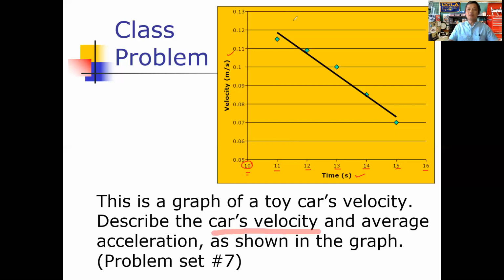So if you notice here, could you find the car's motion at 10 seconds? Well, you can't, based on the data, based on this line here. But remember what I told you, that you can extrapolate backward. You're only given the time and velocity from 11 seconds, and so it's up to you to trace the line back.